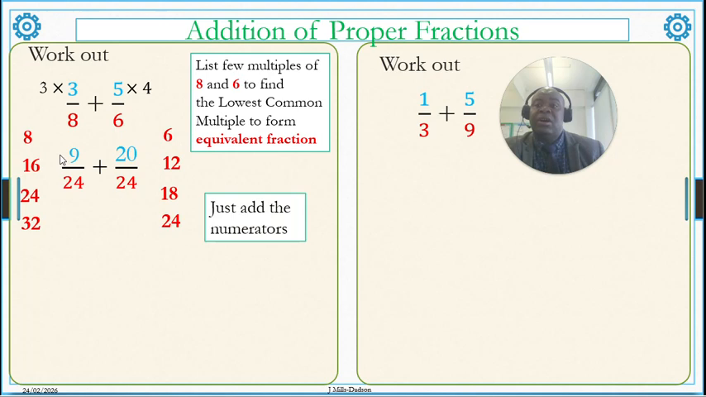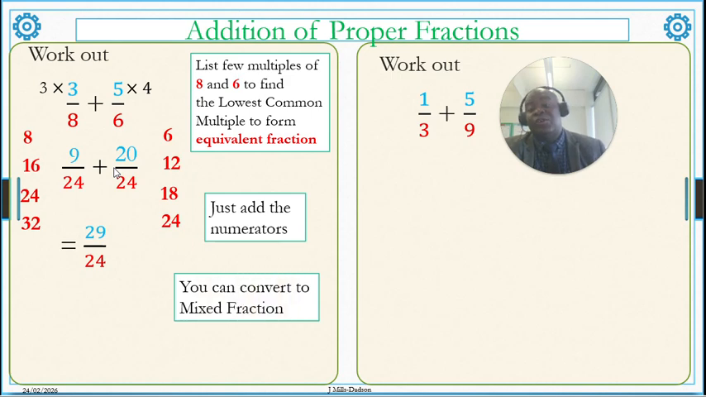So easily, all we need to do is to add the numerators. 9 plus 20 is 29. So our answer is 29/24. And you can also convert it into what we call a mixed fraction. And that gives us 1 whole 5/24. So this is the LCM method. Can you pause the video and see if you can do the second one yourself?